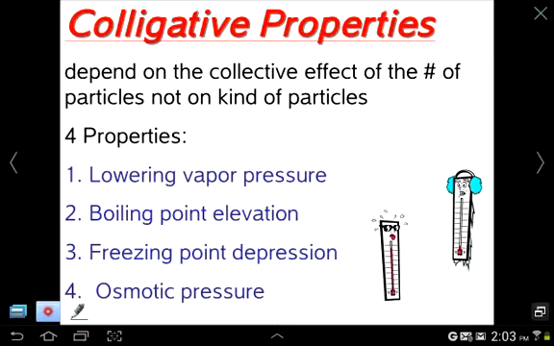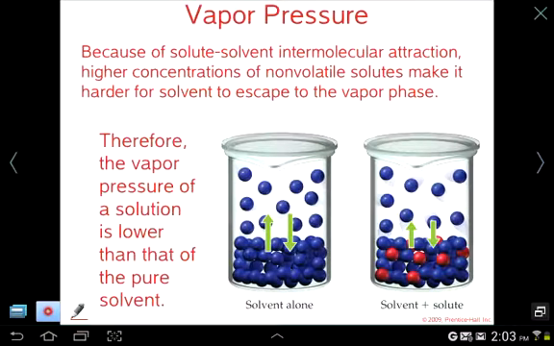We'll talk about these four areas: the lowering of vapor pressure, the raising, elevation of boiling point, the depression or lowering of freezing point, and then something called osmotic pressure. These first three we'll take a look at in this first lesson. So the first one will be vapor pressure.